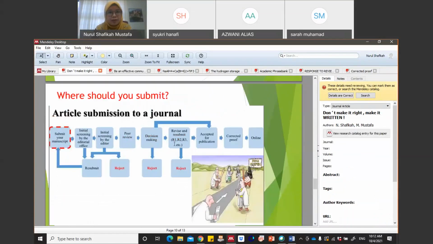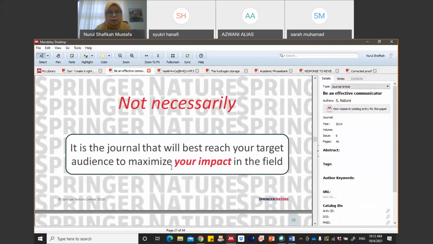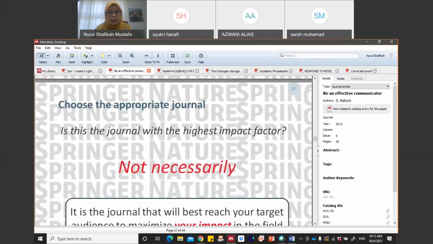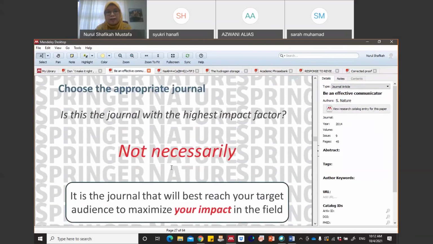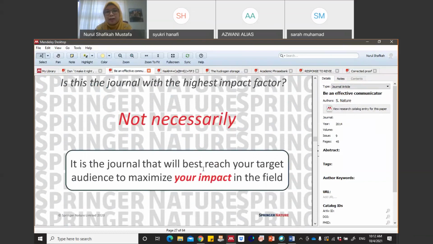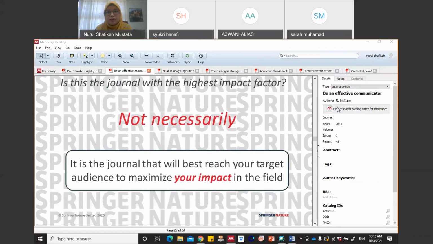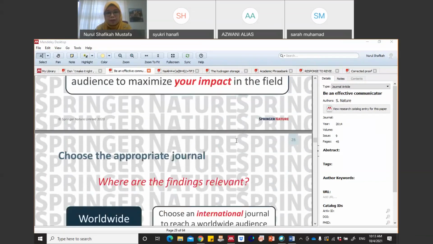So here, in this journey, okay, how to choose the appropriate journal? Is this the journal with the highest impact factor? Not necessarily. It is the journal that will best reach your target audience to maximize your impact in the field. So you can submit your article not necessarily in the highest impact factor. You can try to submit in the journal that reaches the target that maximizes your impact in the field. So you need to know what is the best journal that's suitable in your field.